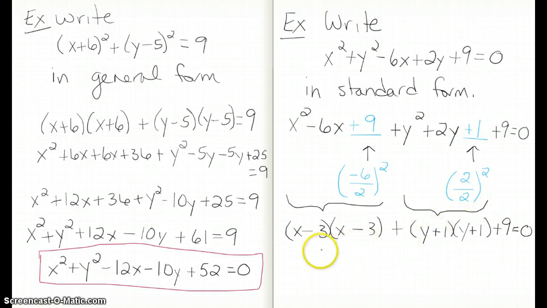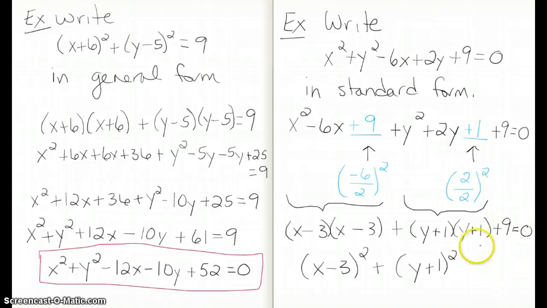Okay, well, what's great about this is notice that this gives us almost the standard form, right? I can write this as x minus 3 squared plus y plus 1 squared, and then to make it truly in terms of standard form, I have to get this not equal to 0. I have to move a number over, right? I have to move that 9 over.